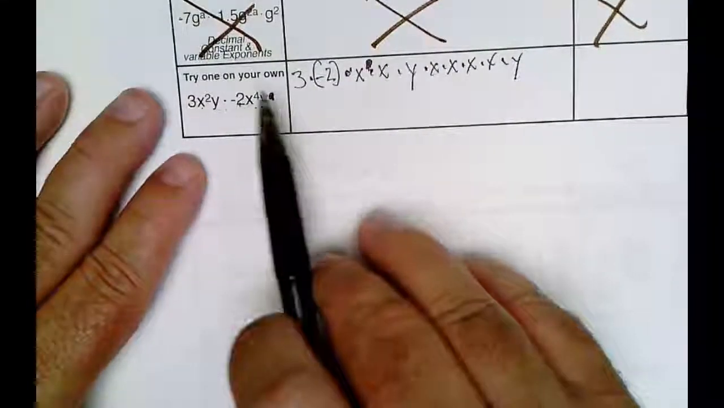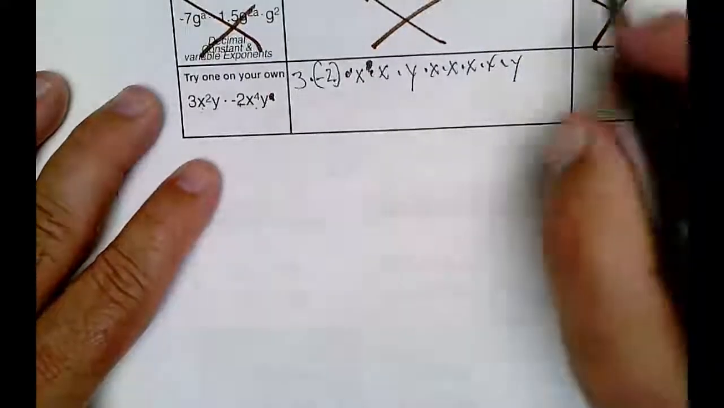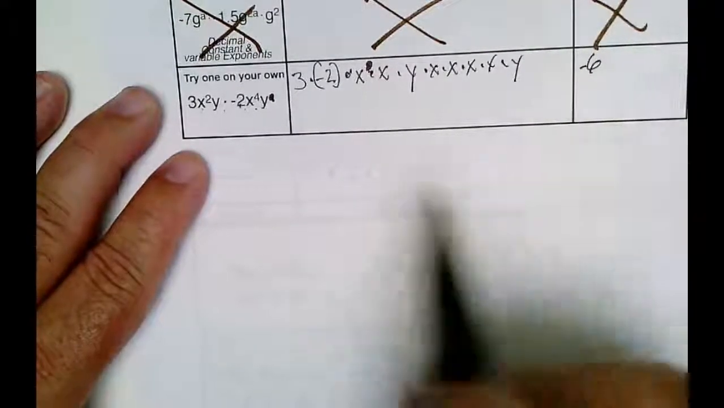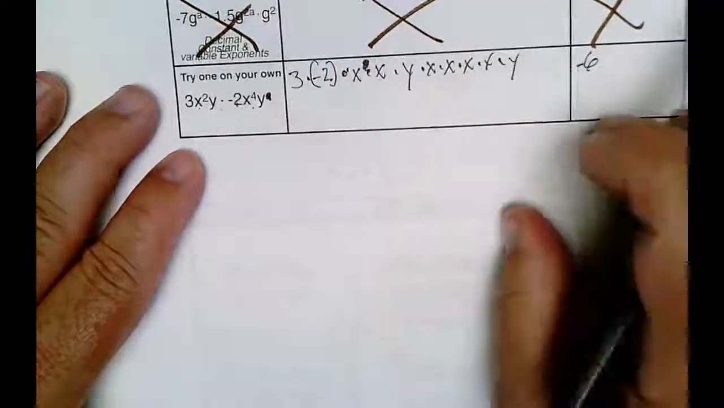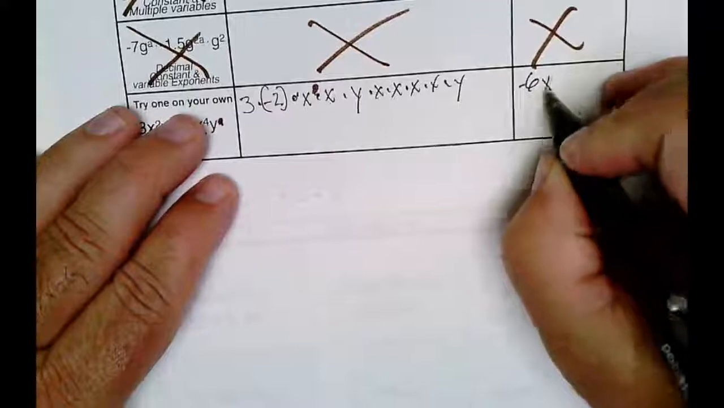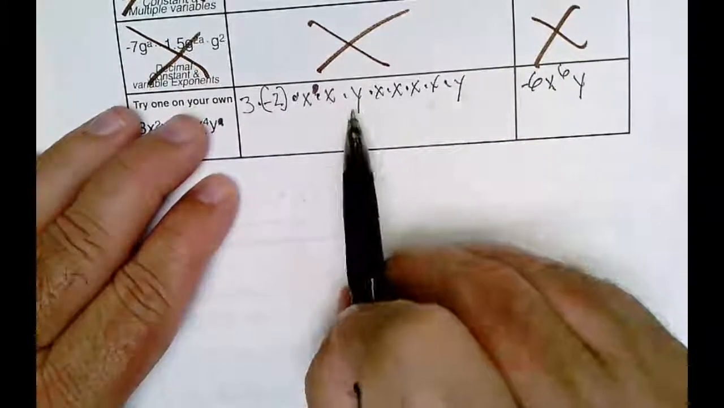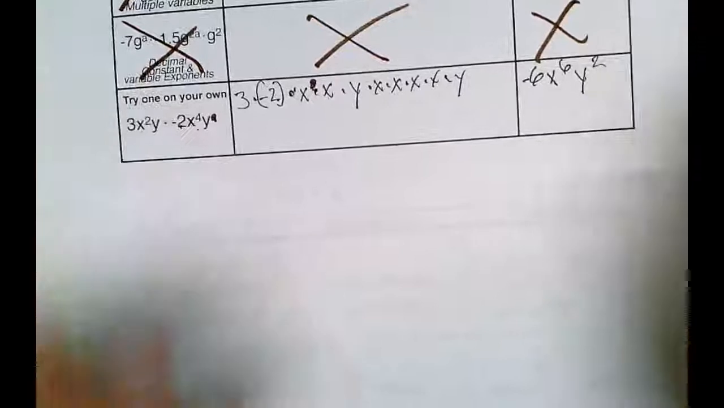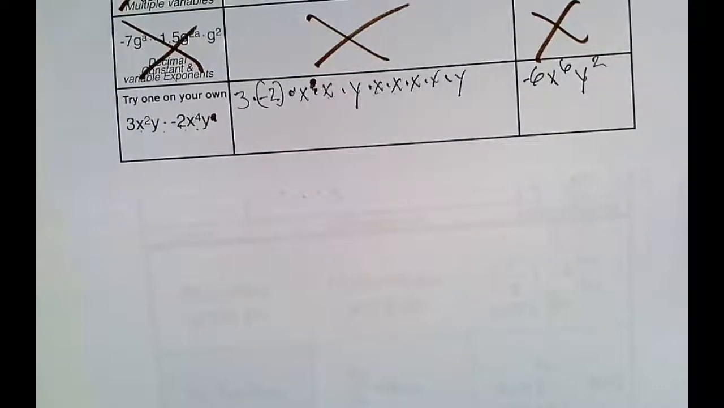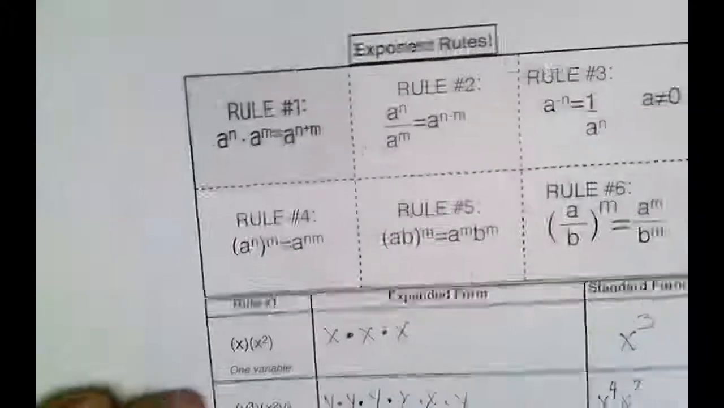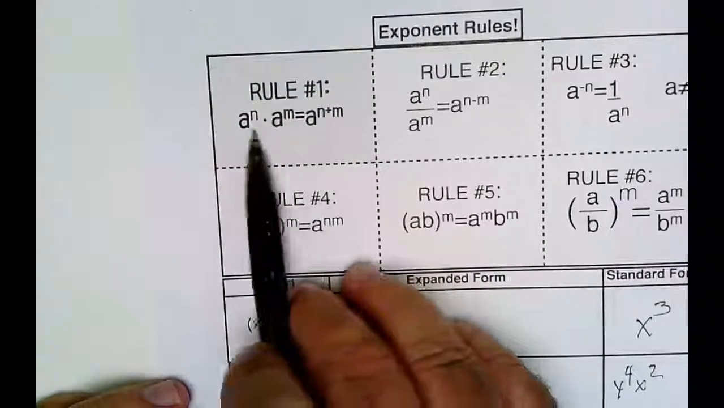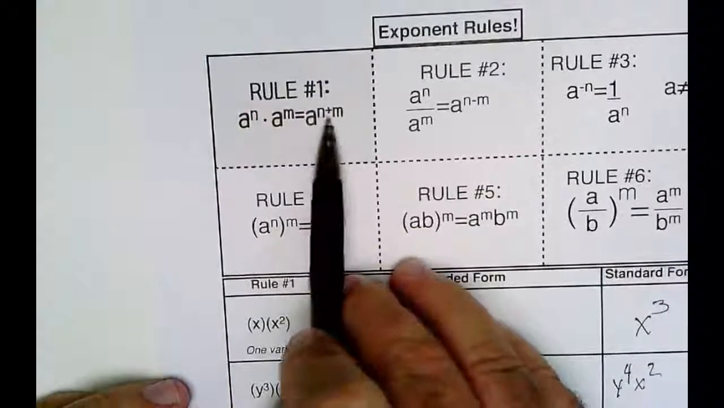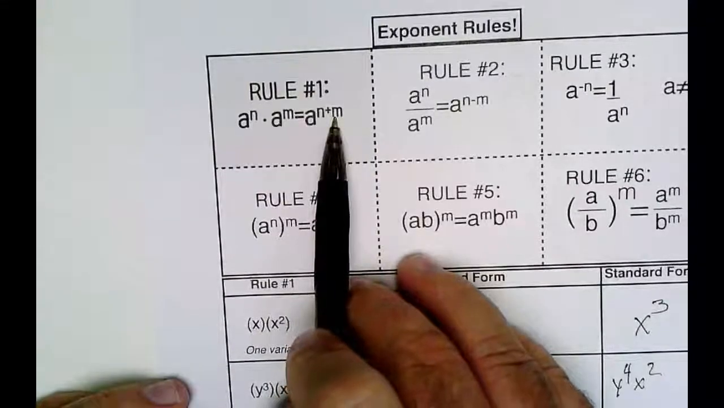Okay, so let's simplify this. 3 times -2 is -6. Count your x's, 1, 2, 3, 4, 5, 6. So we get x to the 6th, y to the 1, 2, y squared. Okay, and that's simply multiplication. Again, going back to the top, when your variables are the same and you're multiplying them together, you add, notice here, you add your exponents.